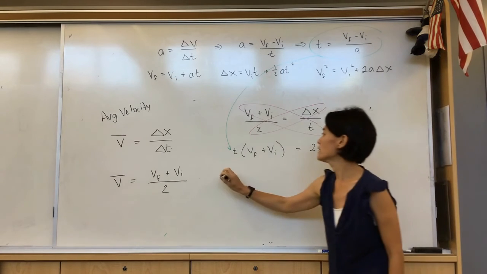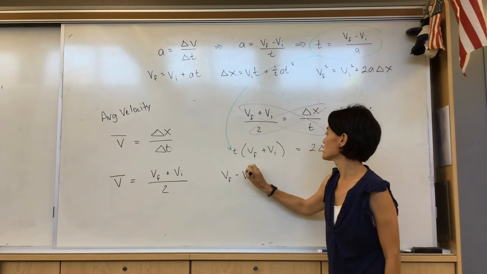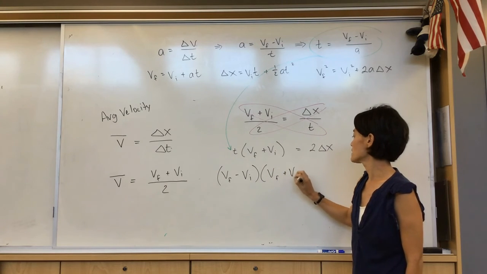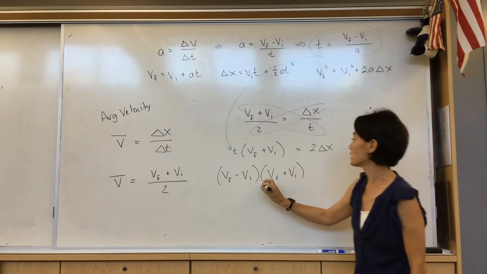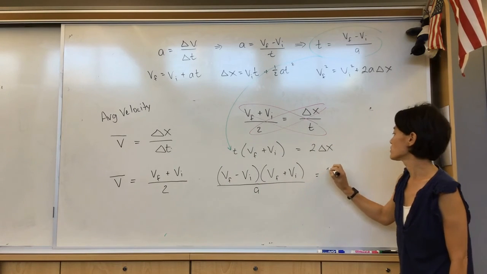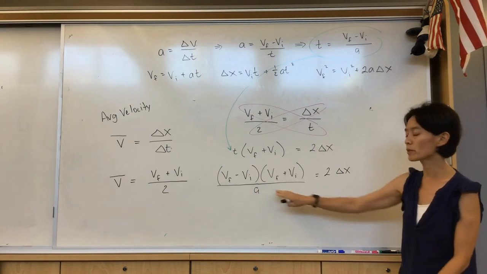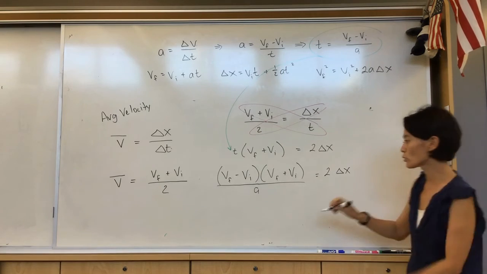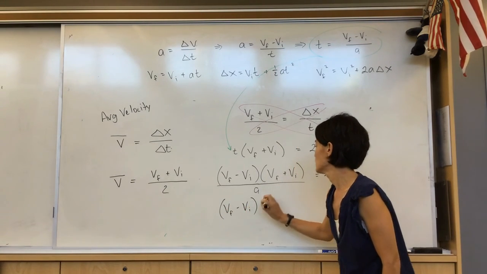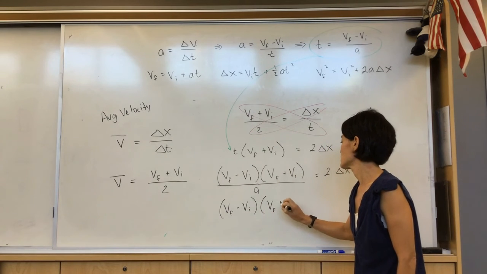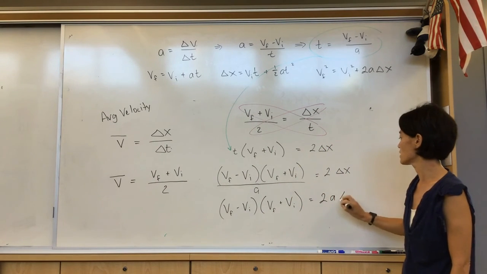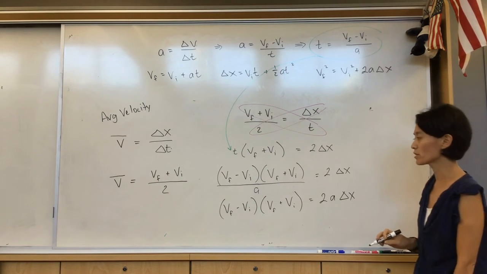So that gets me v final minus v initial times v final plus v initial, and the whole thing divided by a, is equal to 2 delta x. And again, I'm going to bring this over here to get it all onto one playing field. So v final minus v initial times v final plus v initial is equal to 2a delta x, and it's starting to look familiar like that third equation.